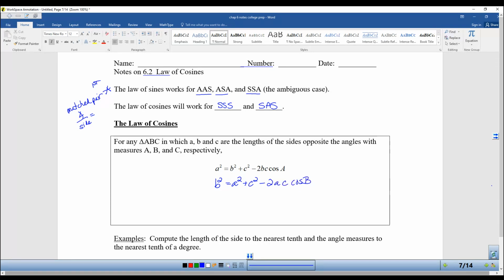You might want to try and write that third one on your own. It is C squared is equal to A squared plus B squared minus 2AB cosine of C. So now you have all 3 different versions of it depending on which angle that you're given.